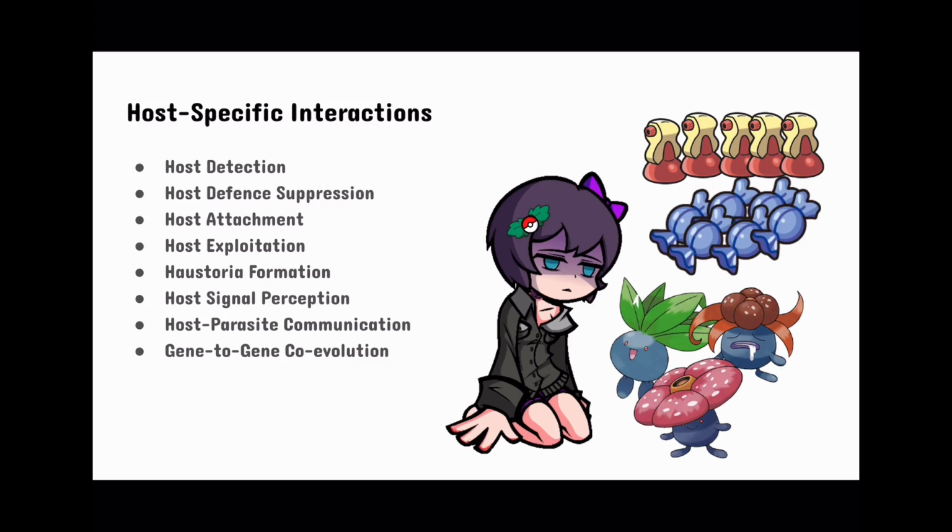Another thing is host-parasite communication. The parasites and hosts engage in molecular exchanges that shape their interactions, such as transferring mRNAs, proteins, and small RNAs to alter gene expression. The parasitic plants and the hosts have gene-to-gene coevolution. The host has to evolve its immune system, its ability to block off the parasites, while the parasites have to evolve to penetrate through that immune system that the host is trying to develop.